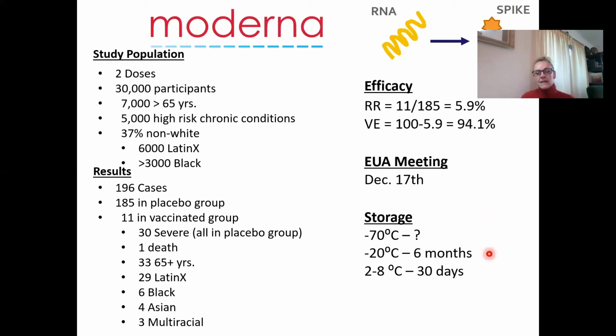Importantly, they've tested this at minus 20 degrees Celsius, which is about minus 4 degrees Fahrenheit, like your freezer at home where you keep frozen meats and vegetables, etc. And it's stable at 6 months. So that's quite good. And it's stable in standard refrigeration, which is 2 degrees Celsius, about 36 degrees Fahrenheit, but it's stable then for 30 days.